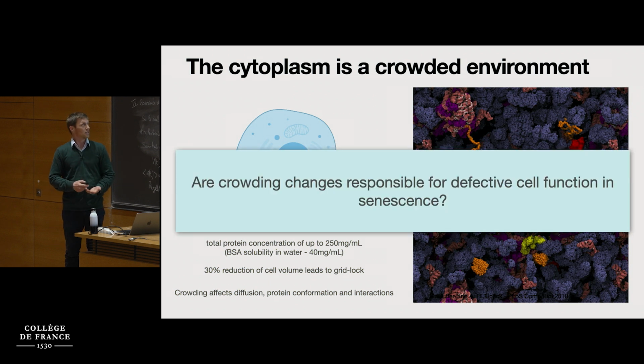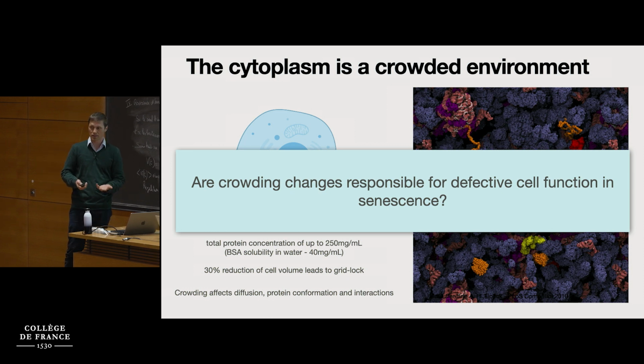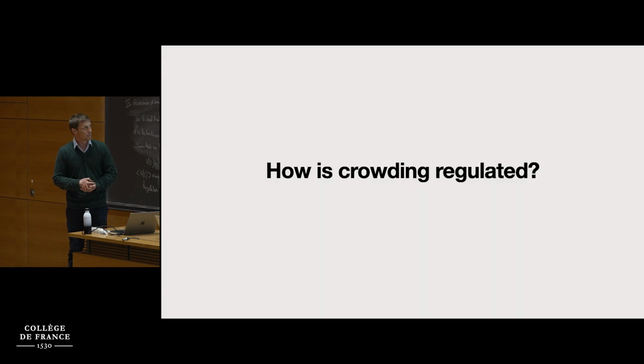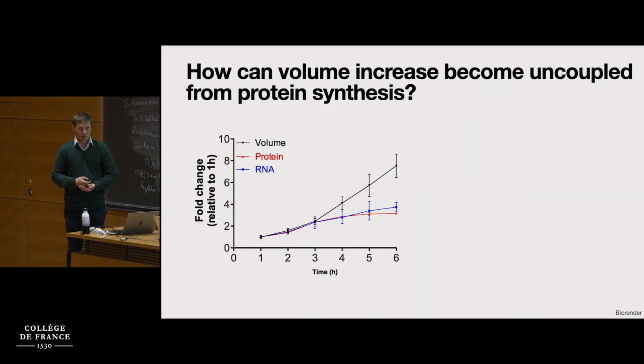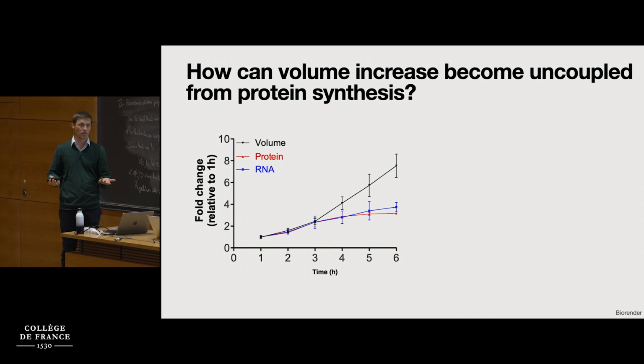And so this is something that we hypothesize, but it's really difficult to actually test, because how can we alter this property? And in order to find ways to alter it, we need to understand how this basic entity is regulated. And so we thought a good starting point might be to simply understand how protein production and cell volume growth can become uncoupled from each other.